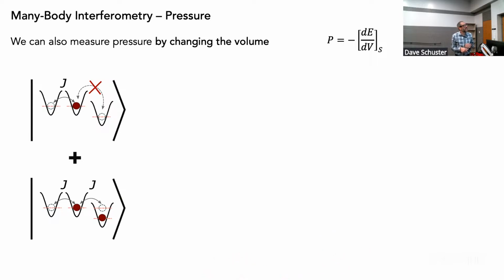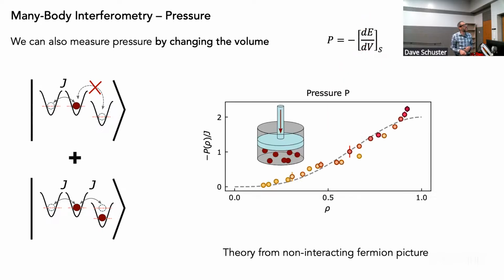That gives us a quantum version of our dV, and dE we showed you how to measure, so we just do that again, and now we can figure out the pressure of this many-body system as a function of the density. So that's also kind of nice, and the theory is, again, from the Tonks-Girardeau fermionization kind of thing.